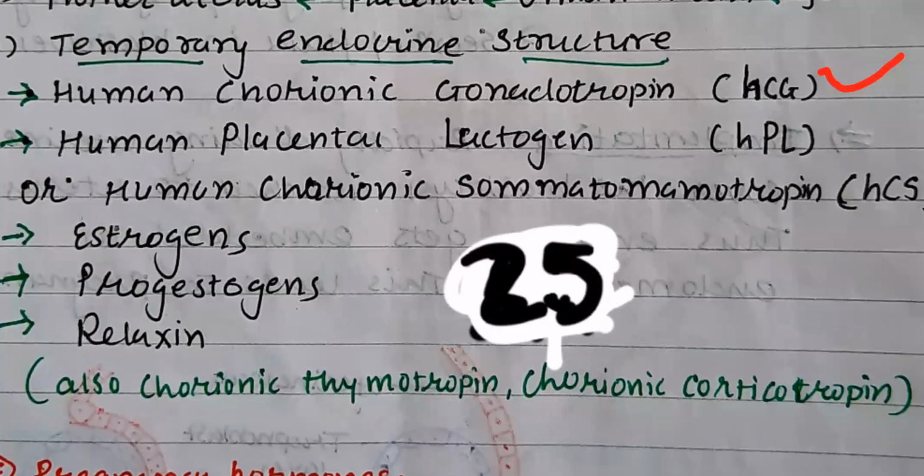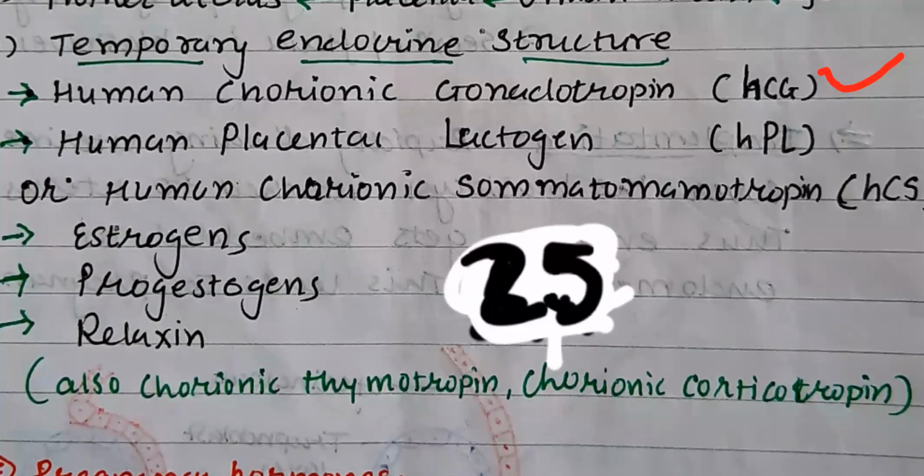To maintain high levels of FSH and LH, the anterior pituitary of the pregnant lady may not be providing sufficient FSH and LH. So an additional supply of FSH and LH is provided by the placenta. So it is called human chorionic gonadotropin.